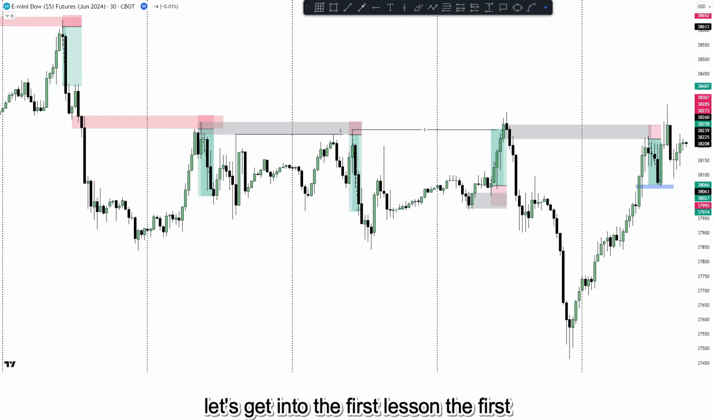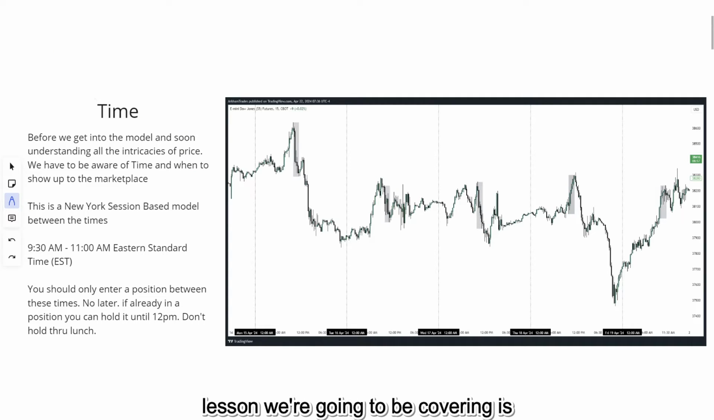Let's get into the first lesson. The first lesson we're going to be covering is time. Before we can get into the model and soon understanding all the intricacies of price, we have to be aware of time, when to show up to the marketplace.